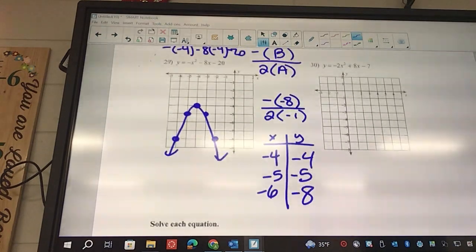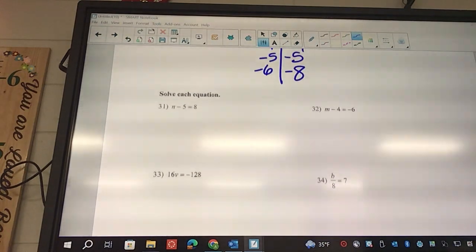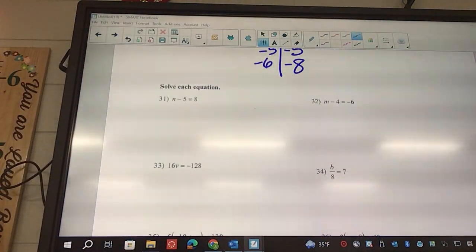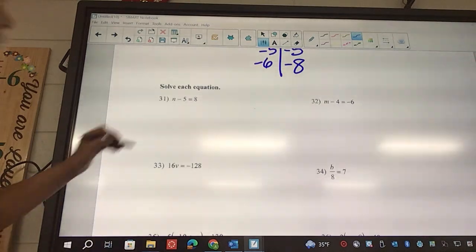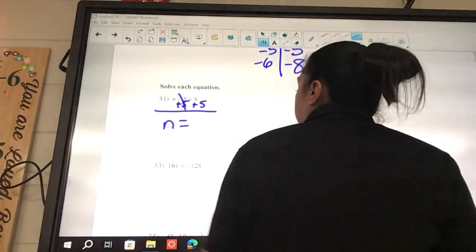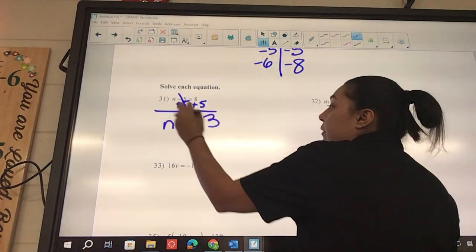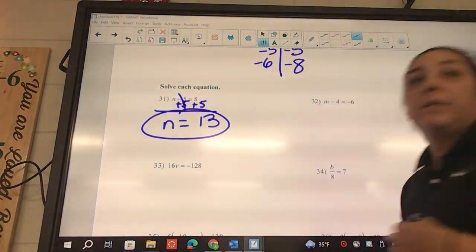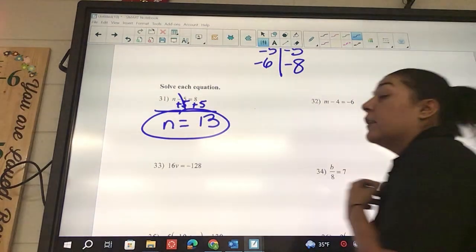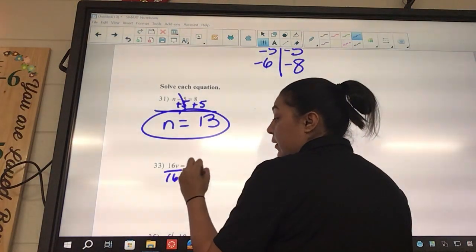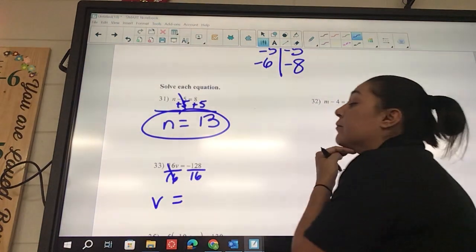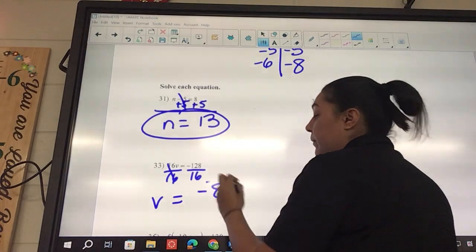Can I scroll? Yes. Okay, 31, solve each equation. I'm solving for n, so what is by n that needs to be moved? The 5. So we're gonna say plus 5, plus 5. What is 8 plus 5? 13. Number 33, what needs done? Divide by 16. Negative 128 divided by 16. Negative 8. Yes.